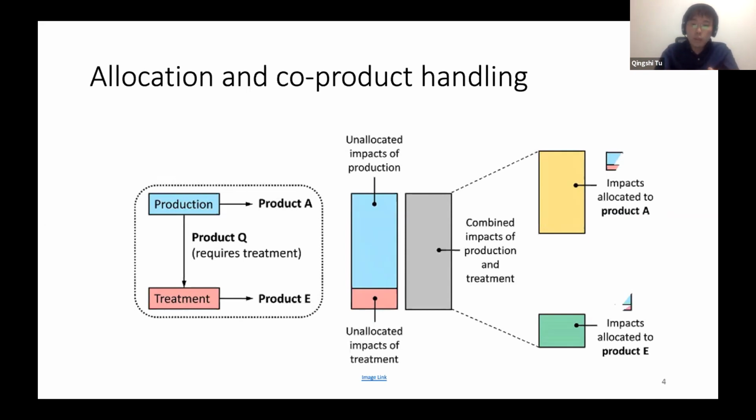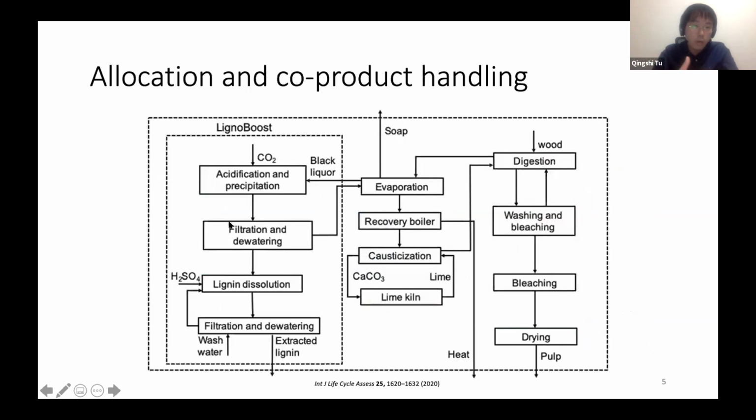So just to give you a more concrete example, this is a lignin boost process, right? For extracting lignin and pulp from, let's say, a kraft pulp mill here. And then let's say we have 2 products. One is lignin, one is the pulp. And then how do we calculate the carbon intensity of the lignin we get, right?